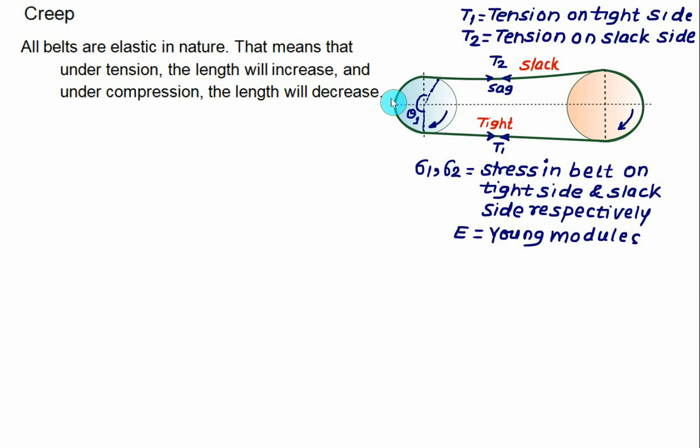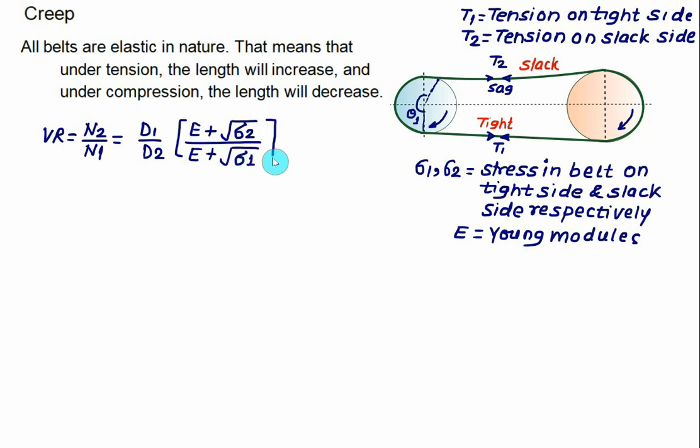When we have creep, the velocity ratio VR, which is the ratio of N2 by N1, is given as D1 by D2 multiplied by a factor. This factor is given as the square root of E plus the stress on the slack side, divided by the square root of E plus the stress on the tight side. Using this equation, we can calculate the velocity ratio. In the case of creep, we should provide the value of Young modulus, the stress on the tight side, the stress on the slack side, and the two diameters D1 and D2.